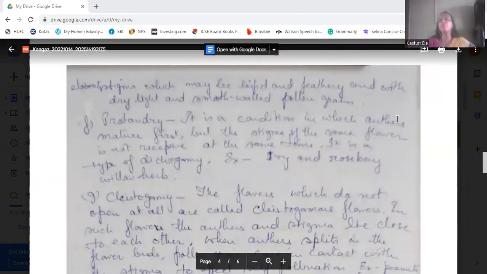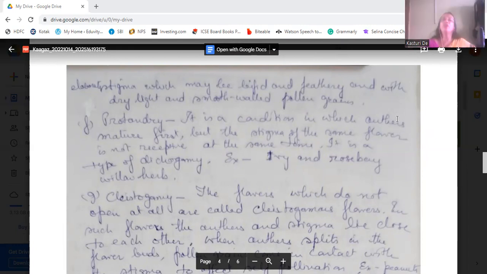Then protandry is a condition in which the anthers mature earlier than the gynoecium. The androecium matures first than the gynoecium here, and the stigma of the same flower is not so receptive. That's why there is no possibility of self-pollination, only cross-pollination happens. So this is a type of dichogamy where protandry occurs. That means the androecium matures first. Pro means first and andro means androecium. Examples are ivy, roseberry, willow herbs, etc.